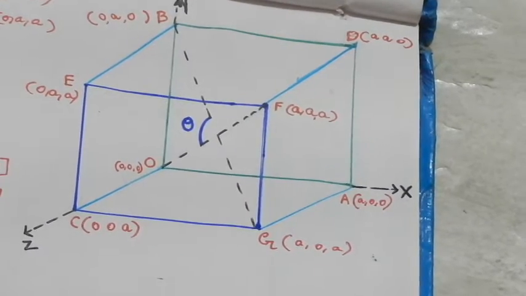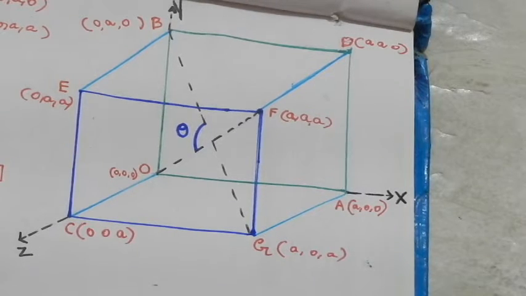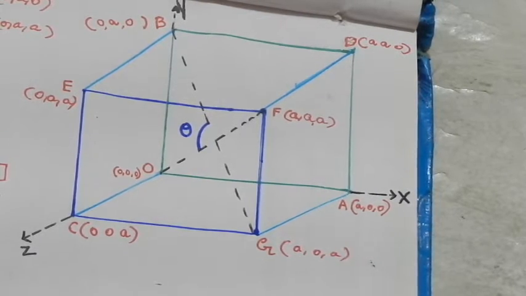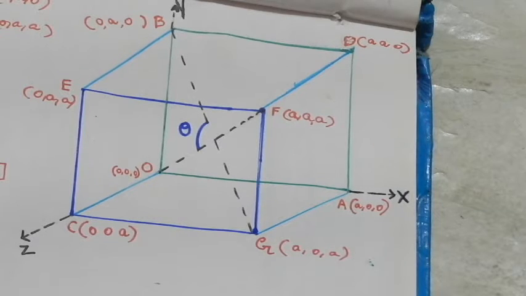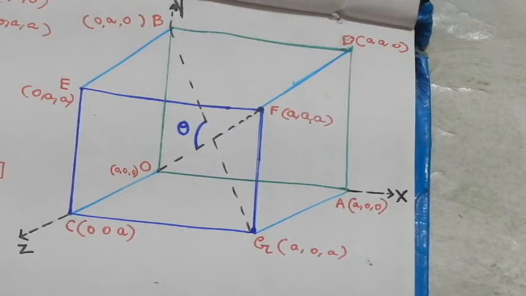First step is to draw the cube. Second step is to mark the coordinates. Third step is to write the direction ratios of the diagonals of a cube. Fourth step is to find the angle between the two diagonals of a cube.